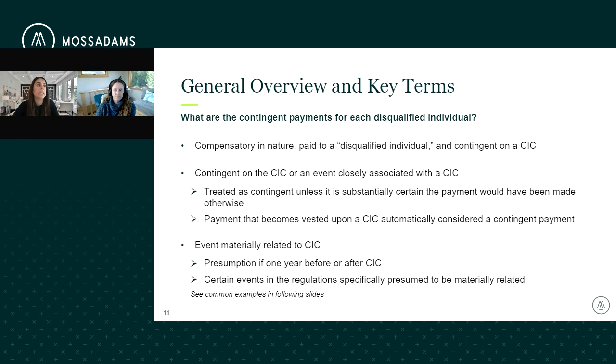So what are the contingent payments for each disqualified individual? They are compensatory in nature, they're paid to a disqualified individual, and they are contingent on a change in control. And for determining whether it's contingent on the change of control or an event closely associated with the change of control, it's treated as contingent unless it is substantially certain that the payment would have been made otherwise. And then payments that become vested upon a change in control are automatically considered a contingent payment.